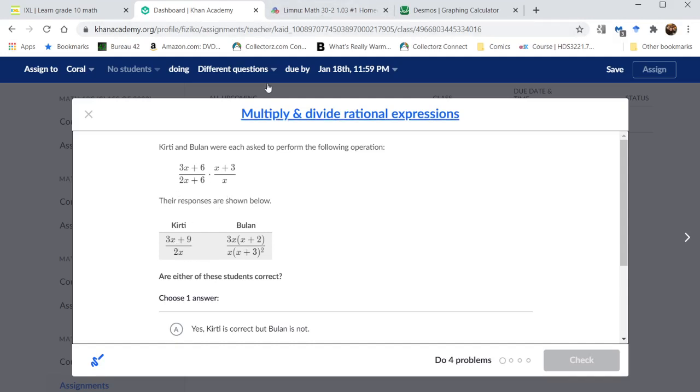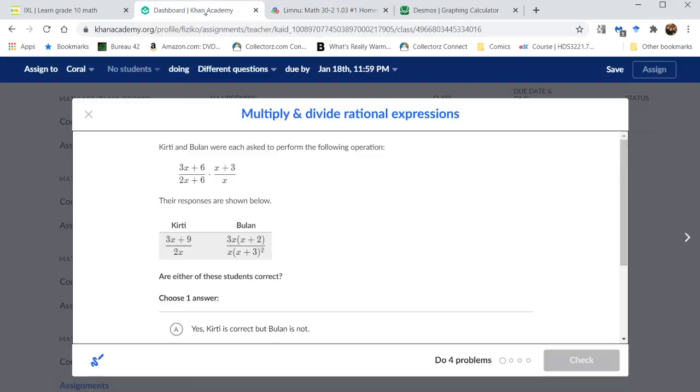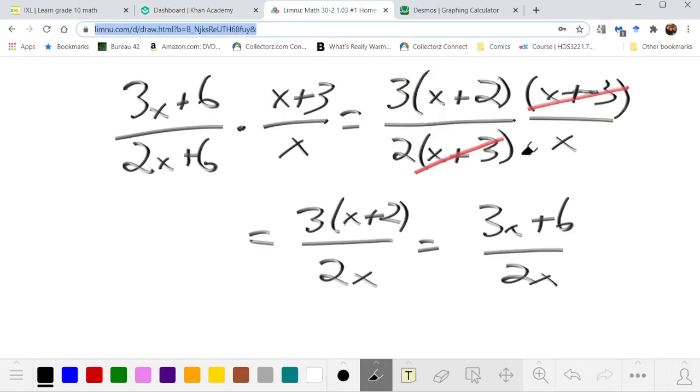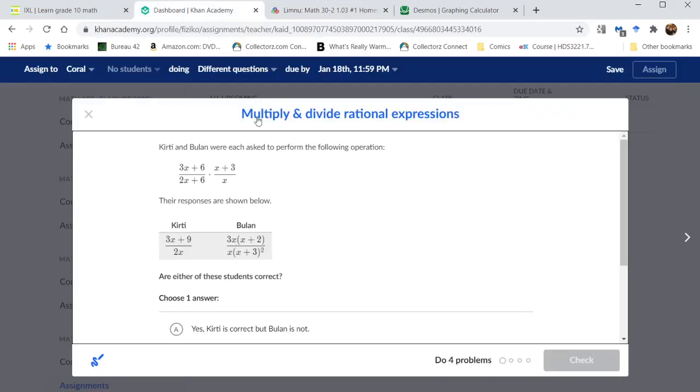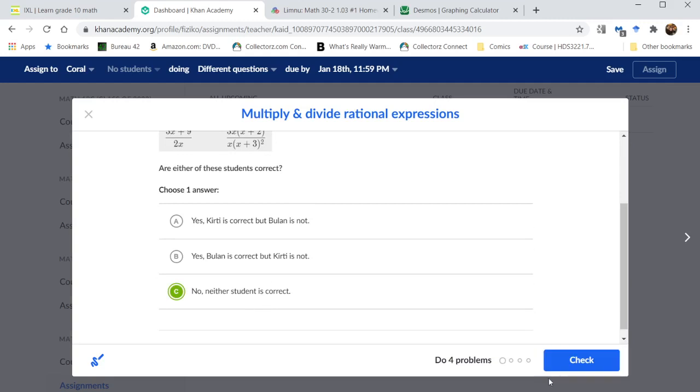So we do not see the equivalent of 3x plus 2 over 2x. That would be 3x plus 6 over 2x. So that's not the 3x plus 9 that Curti had. So Curti is incorrect. Boulan is incorrect because that x plus 3 cancels. It is not squared. Boulan appears to have divided instead of multiplied. Neither student is correct.